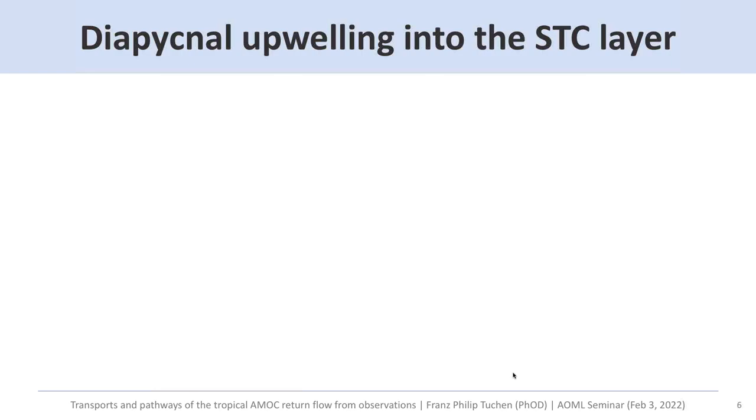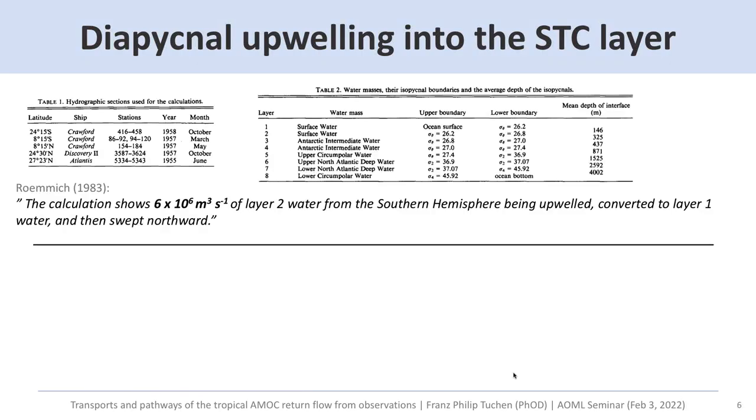And a bit of background why we want to do this is because there were so far not many studies, but basically two main studies, I would say, that already dealt with this value. There's one famous one by Rhein in 1983, which was based on 5 ship sections in the 1950s, and they used these sections to define 8 different layers.